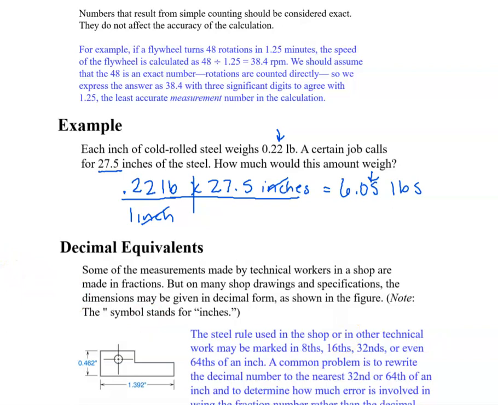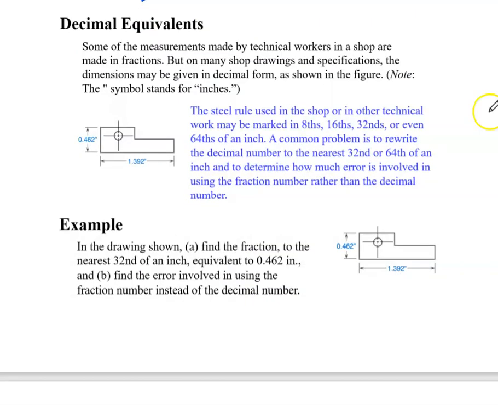Some of the measurements made by technical workers in a shop are made in fractions. But on many shop drawings and specifications, the dimensions may be given in decimal form as shown in this figure. Note, the symbol stands for inches. So we've got this 2 quotations, those are inches. If you see 1 quotation, that's feet.